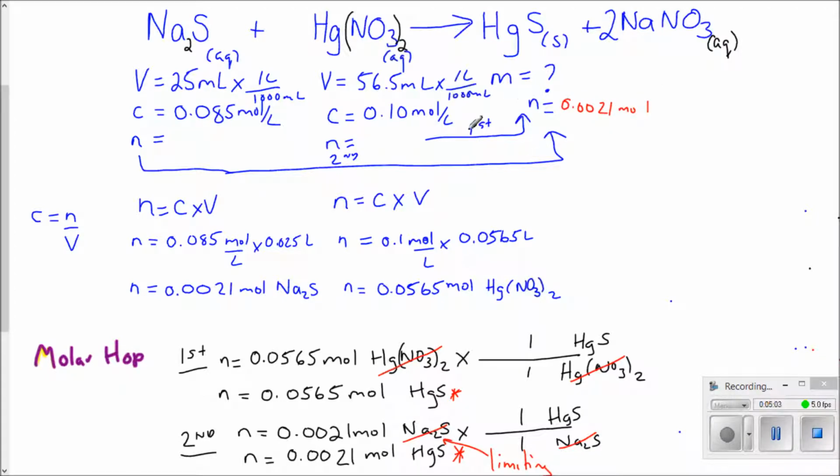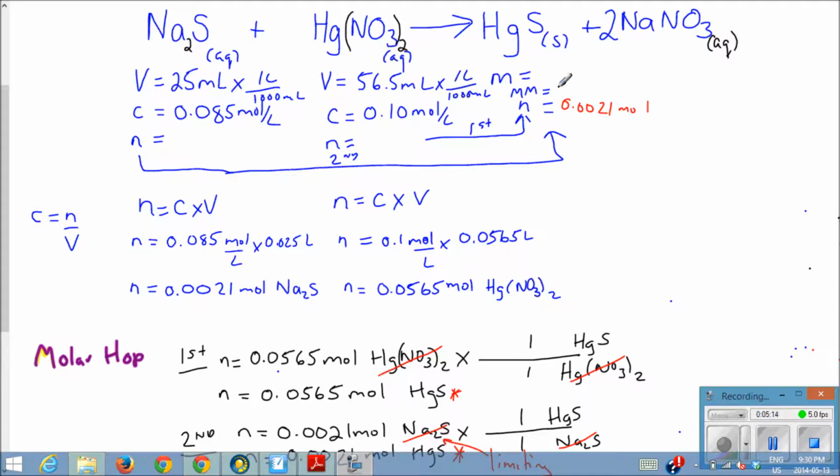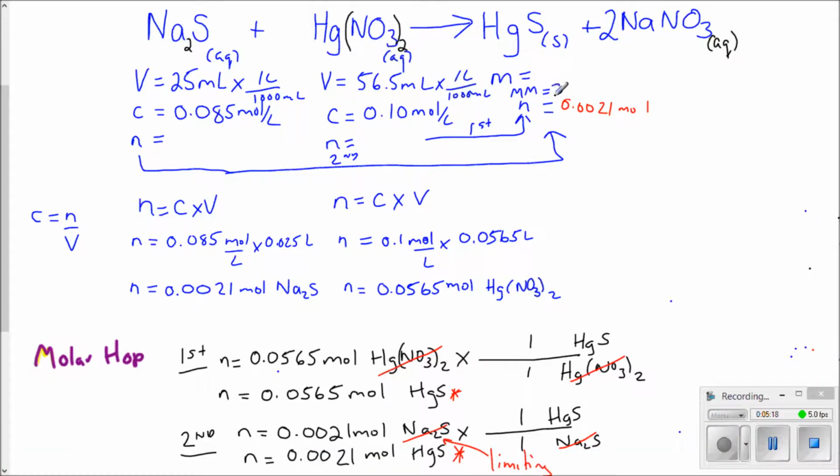Now the question asks, what is the mass? So since we have moles, we're just going to use the molar mass of HgS, and that's going to allow us to find the mass that we need to find. So the molar mass of this compound per mole, 1 mercury and 1 sulfide, is 232.66 grams per mole. We obviously don't have that much.